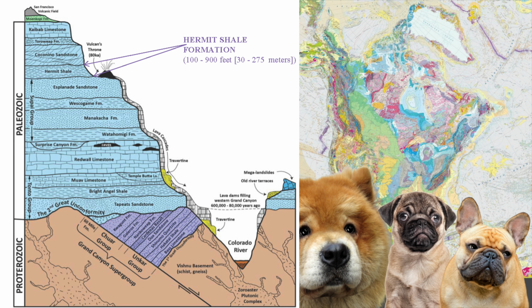The Hermit Shale is 100 feet (30 meters) to 900 feet (275 meters) thick in the Grand Canyon. Young Earth creationists frequently ask why conventional geologists object to the Hermit Shale being deposited in 1 year during Noah's flood. Sit back and we will show you how we know their claim is wrong. We'll walk through this step by step.